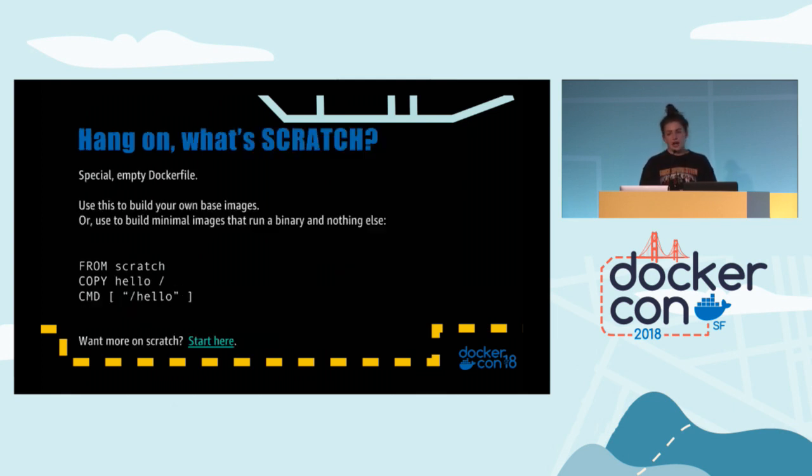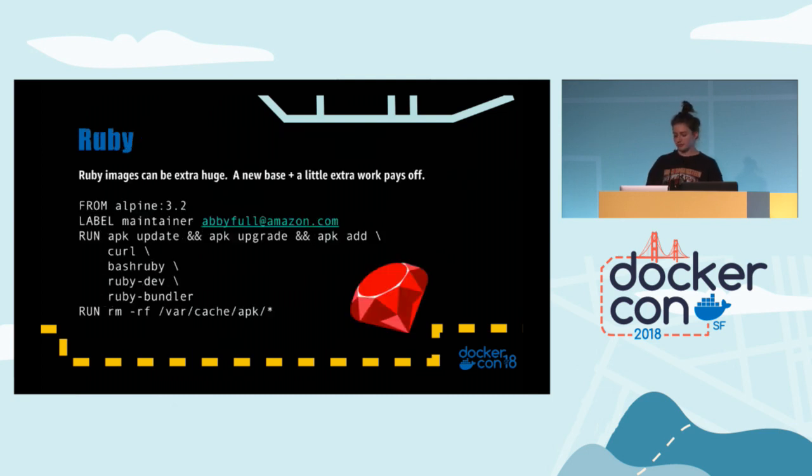If you haven't encountered Scratch before, Scratch is a special empty Docker image. You can use it to either build your own base image from nothing, or you can use minimal images that Scratch will just run the binary for you. So you can use your full operating system to build a base, and then you can just use Scratch to run that binary that you've produced at the end. Here's an example on that, and I've once again included a link at the bottom. If you're looking for more details on how to work with Scratch, follow the trail of little blue links.